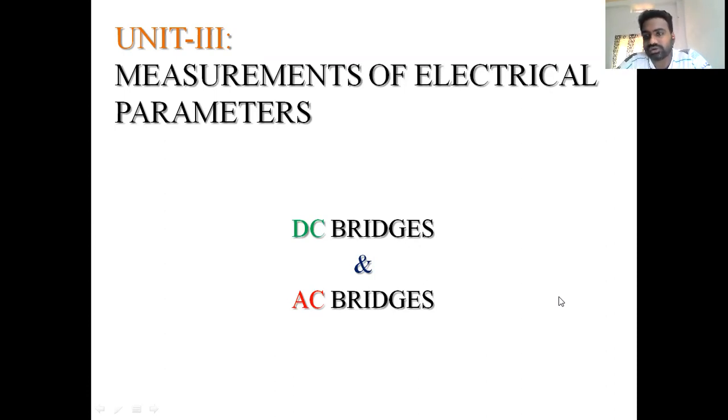Okay. So there are two types of elements present in electrical circuits generally. That is passive elements and active elements, which comprise resistance, inductance, and capacitance. So in order to measure these elements, that is resistance, inductance, and capacitance, we are using a technique called bridges. So we'll classify the bridges into two types. One is DC bridges and the second one is AC bridges. So we will see one by one what is meant by bridge. How can we classify the bridges into DC bridges and AC bridges?